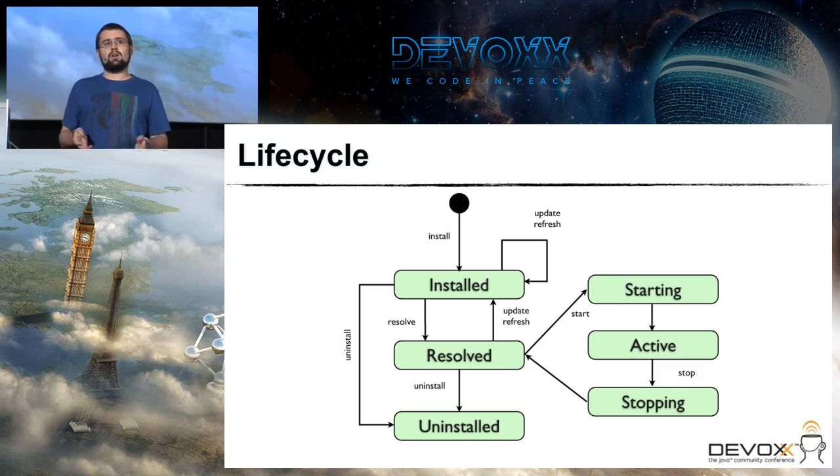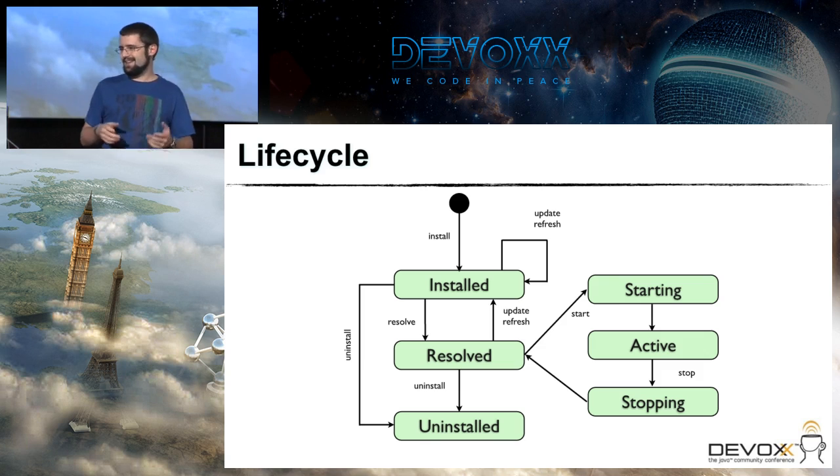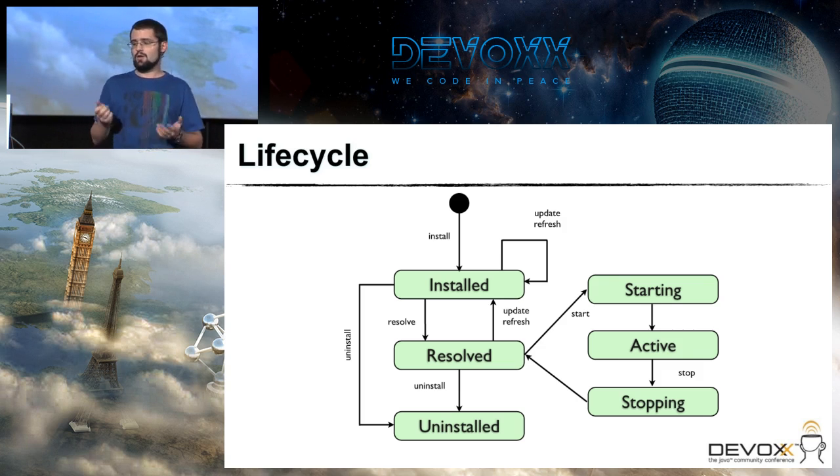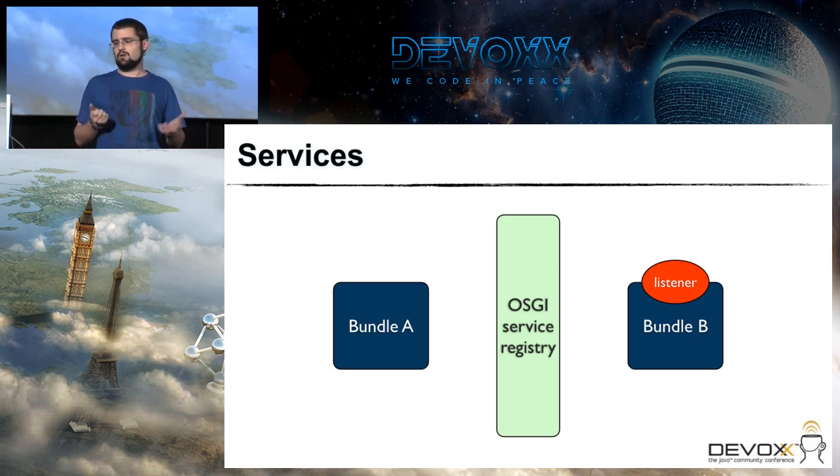So each bundle has a life cycle, and it's just like your app in your application server. You can install or uninstall some bundles in the OSGi platform, but you can also start your bundle in order to make them active, and then you can use the second key concept of OSGi, that is services.